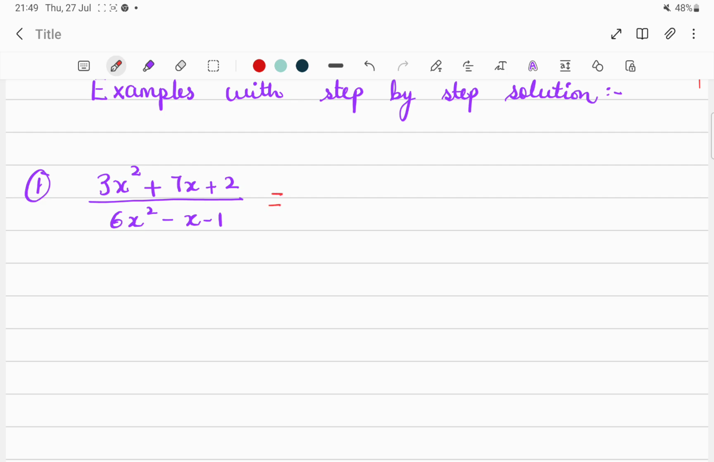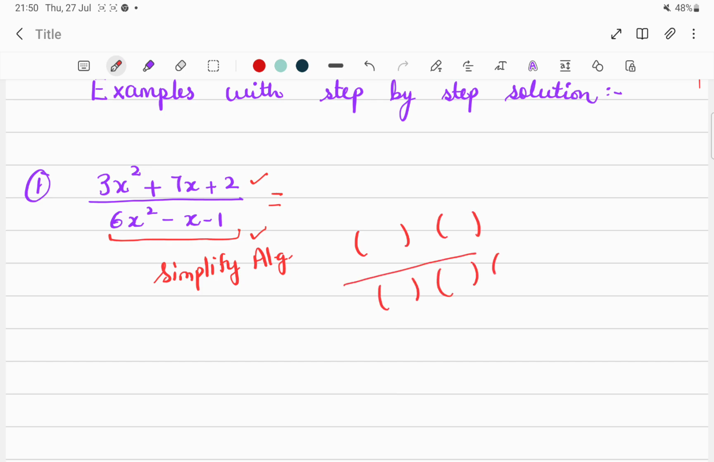Now here we have 3x squared plus 7x plus 2 divided by 6x squared minus x minus 1. So first of all, because both are quadratic expressions, we need to factorize them, because if you want to simplify algebraic fractions, the best way is to convert the numerator and denominator into the factored form. There can be 2 factors, 3 factors, it depends upon the question. Now here, because it is a quadratic expression, 2 factors will be in the numerator and 2 factors will be in the denominator. It is very important to understand the structure.